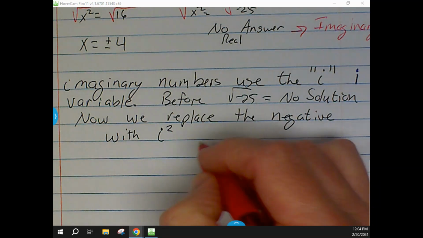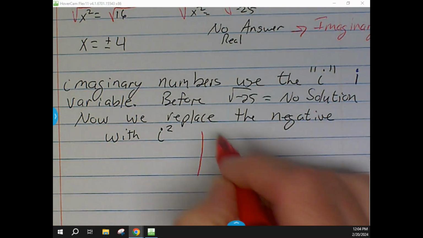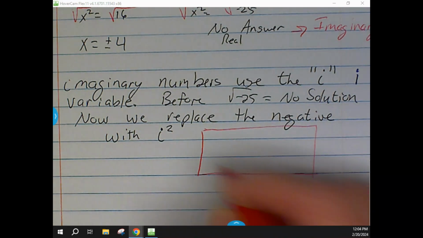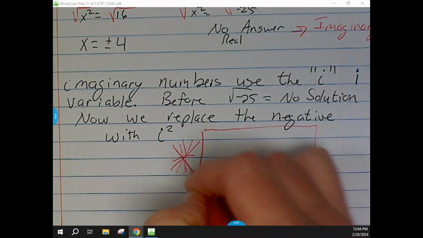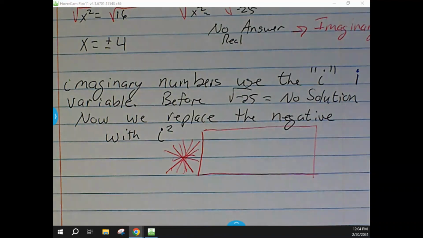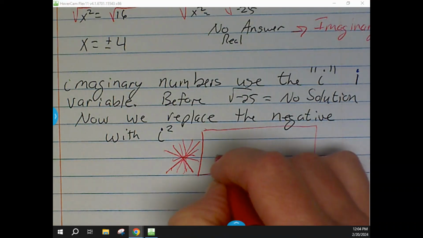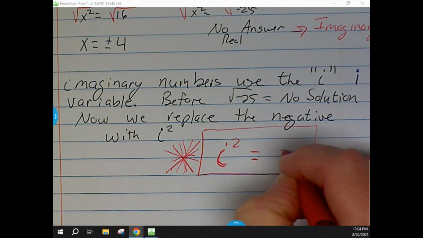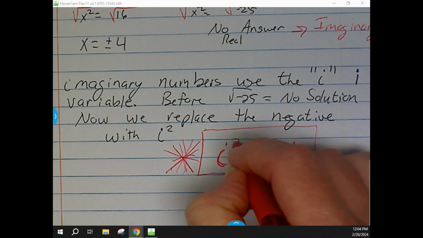And here's the one big thing we're going to come back to today and tomorrow, because we're going to work this for a couple of days. The big thing we're looking at for this part, if you need your moment of the day here, is that anytime we do anything with the i variable, the i squared is always going to equal negative 1.